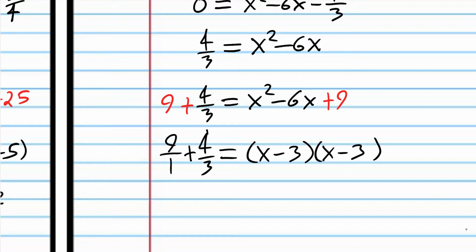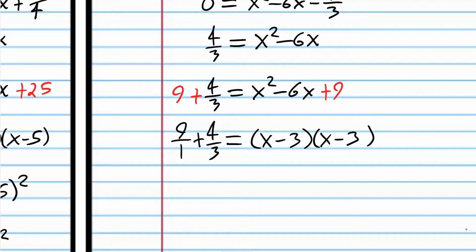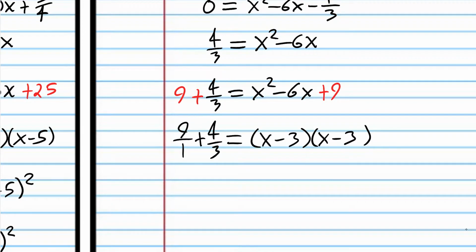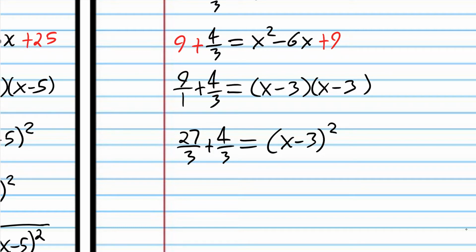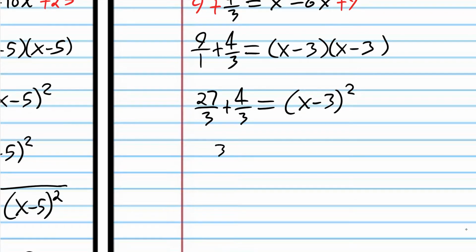Again, you don't have to show all this math here. You can just add these two together in your head and get the answer immediately. Multiply both sides of this fraction by 3, and we get 27 over 3 plus 4 thirds is equal to x minus 3 squared. 27 plus 4 is 31.